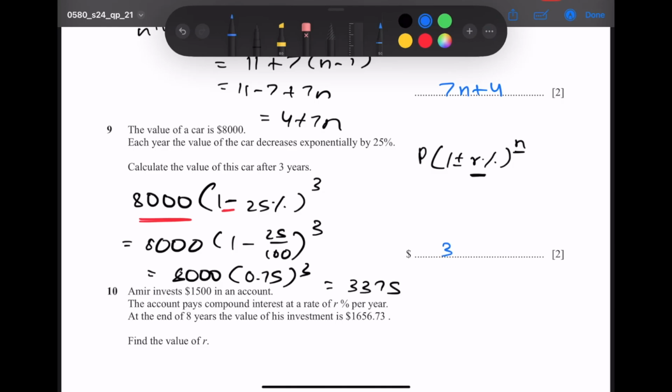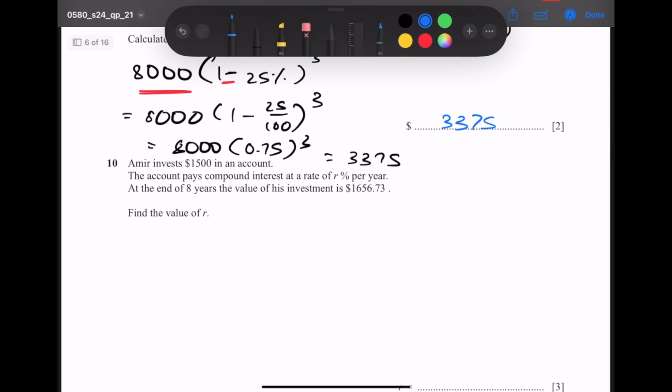And this is the value of the car after 3 years. And so the value lost is equal to 8,000 minus 3375.